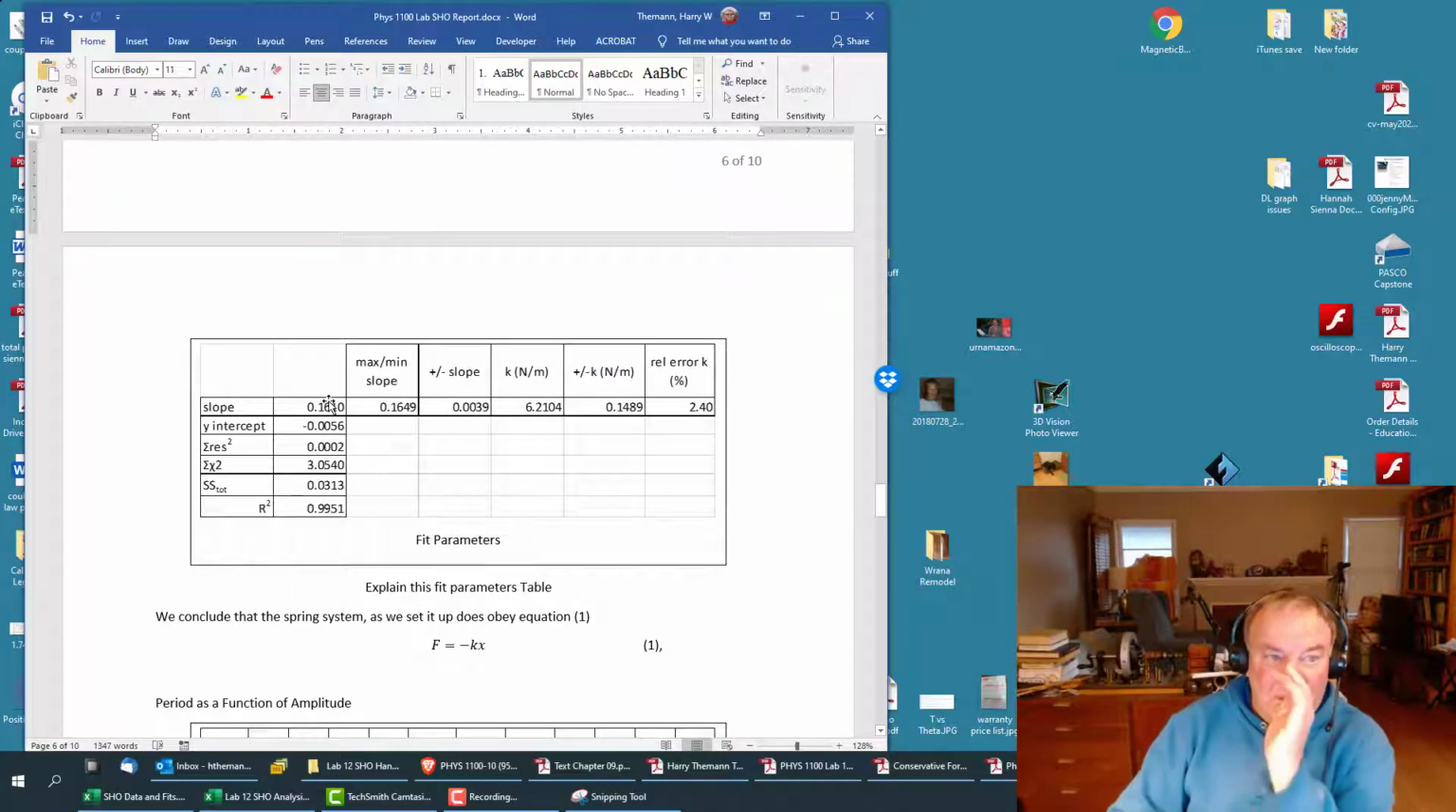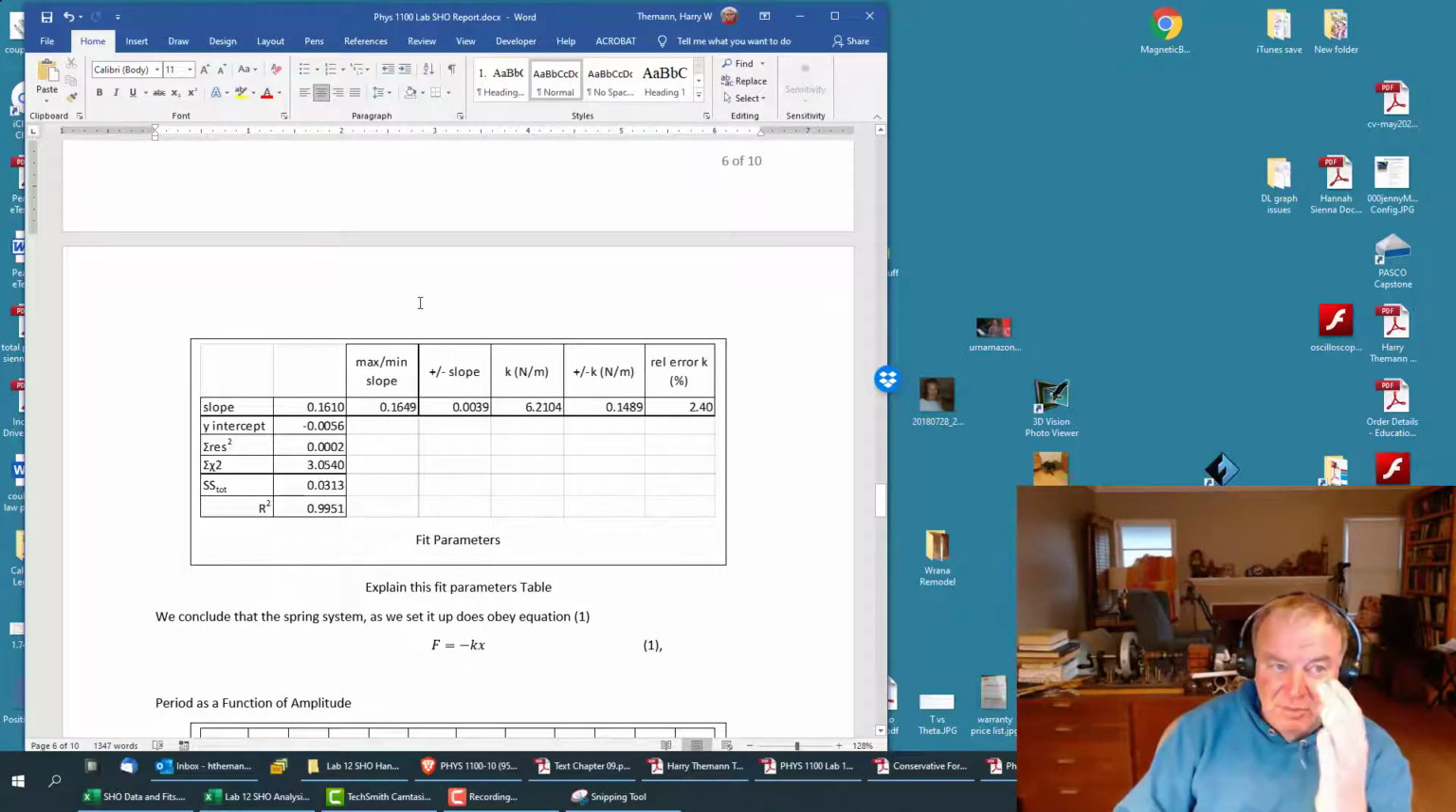So now I have a slope. I have a max-min slope, right? And you have to explain what that is. It's simply that you varied the slope so that the chi-square went from its minimum value to +1. And then we got a maximum of the slope. Then we could determine a plus minus.